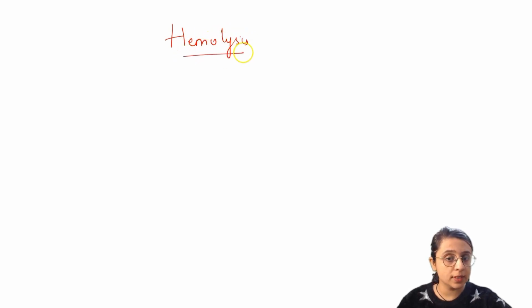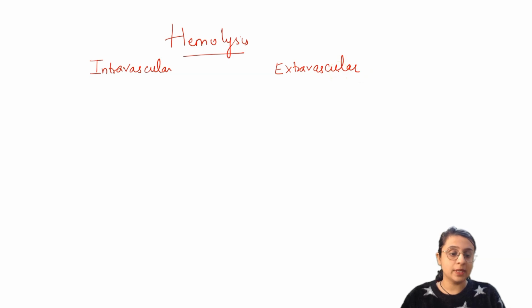ठीक है, तो इसमें जो मेन पैथोजेनेसिस है वो क्या है? It is hemolysis. So it is hemolytic anemia. Now depending on whether this hemolysis is occurring inside the vessels, whether it is intravascular, right, so inside the vessels, or extravascular. ठीक है, so depending on where it is occurring, it can be divided into two types, and it is important to differentiate between these two.